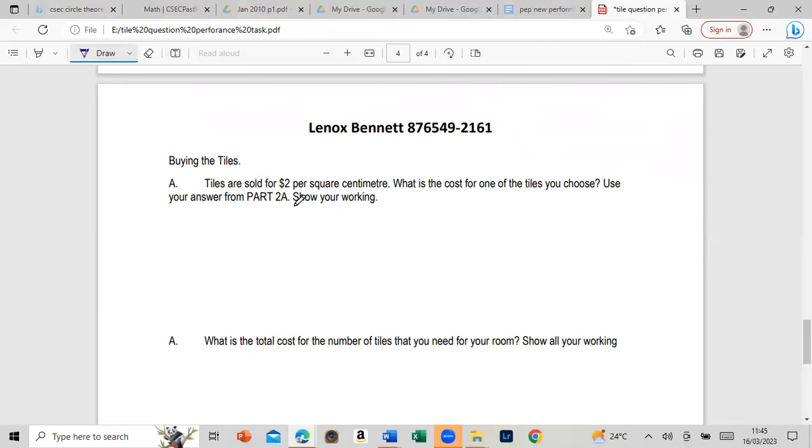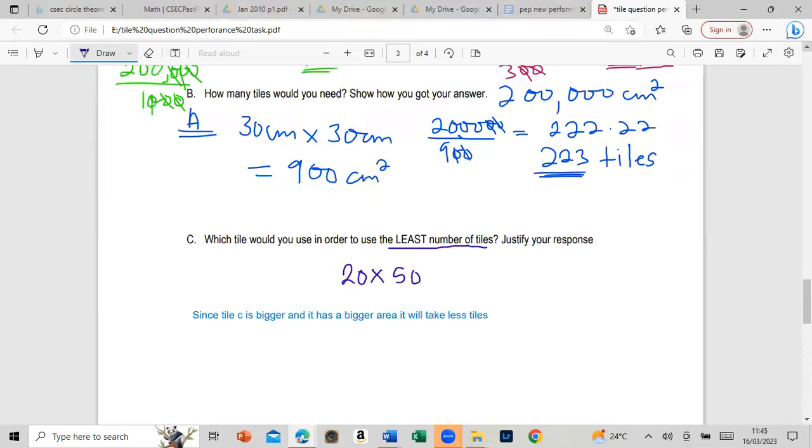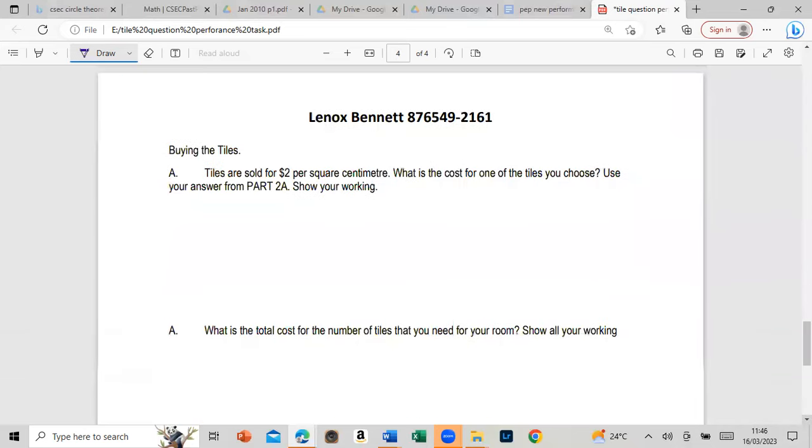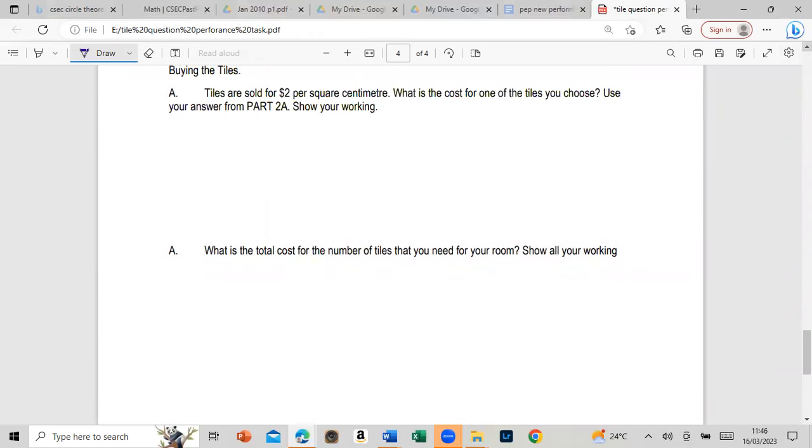So we had calculated that. We have to use the actual area, the centimeter square of each. Good thing we did use that, because I could have converted to meter square, and it would have been much more difficult. Let's go back to that. So the first tile, the area for tile A was 900 square centimeters, and you're going to pay $2 for every square centimeter. This portion is very easy, guys.